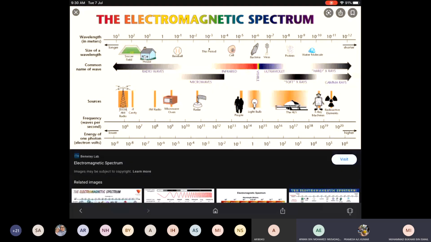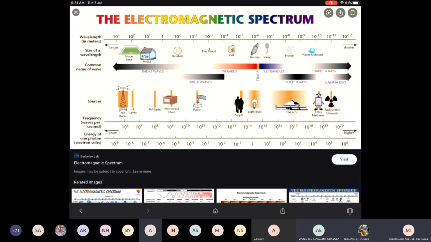Okay, any question about electromagnetic spectrum? Tak ada. Okay, jadi electromagnetic spectrum ni maksudnya dia tu bukan bersambung. There are separate waves. So we have radio wave individually, we have microwave individually, and so on. Bukannya semua sama.